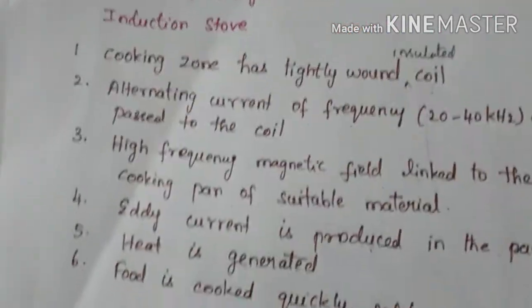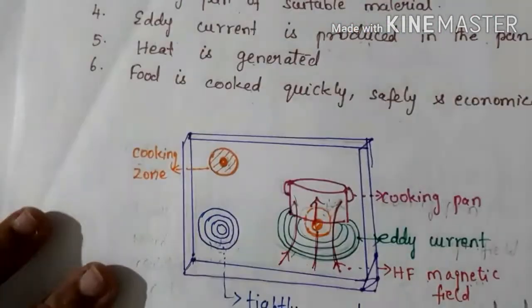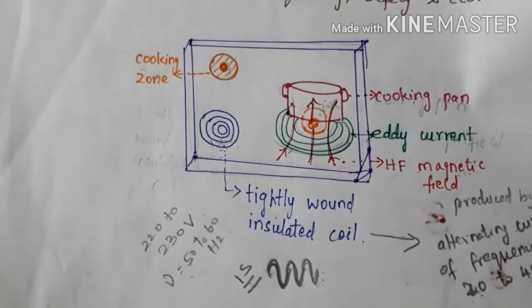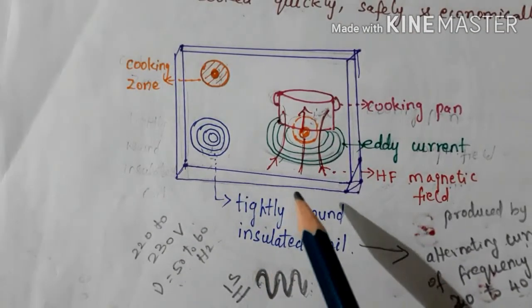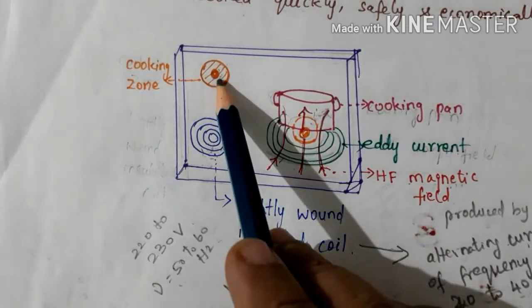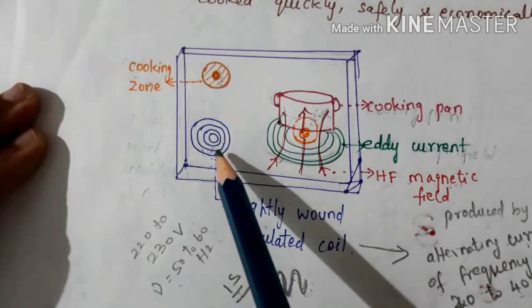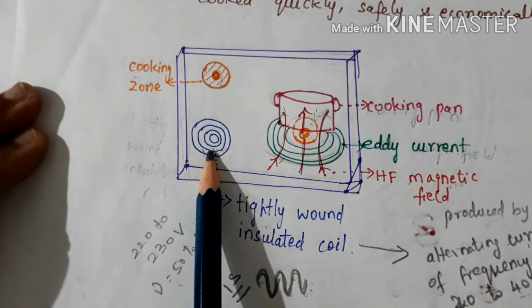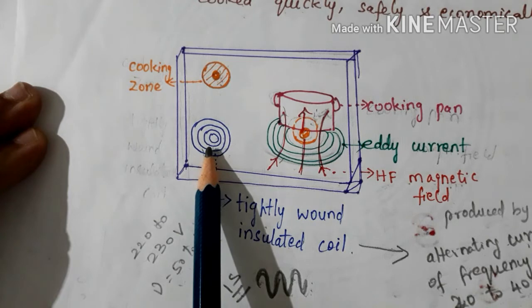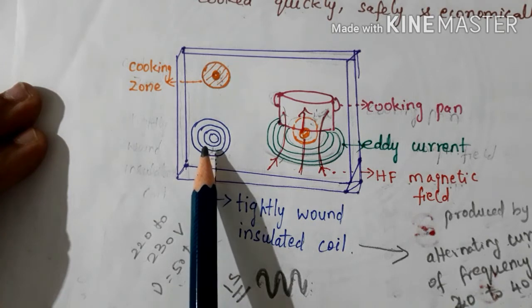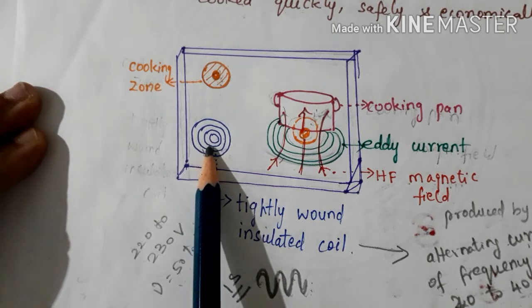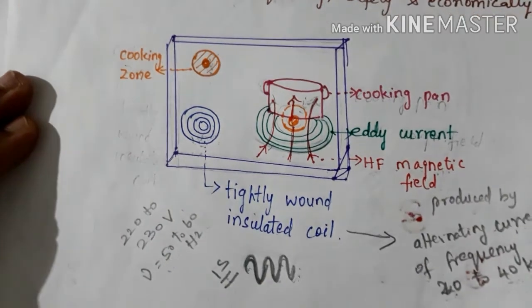The first application is the induction stove. Now for that you refer to this diagram. Each one of you might have this induction stove at your home. This is the cooking zone. Beneath this is the tightly wound insulated coil. Right, the changing magnetic flux you need is applied to this coil. Where will you get this changing magnetic flux?